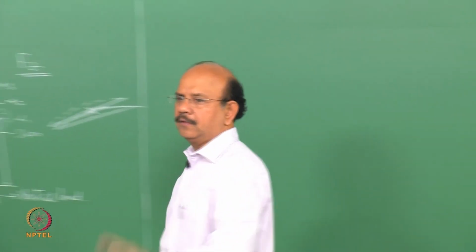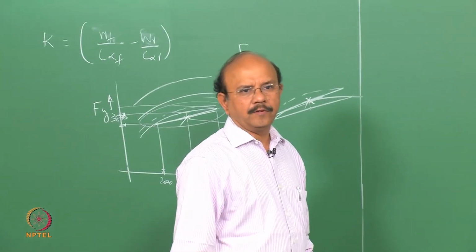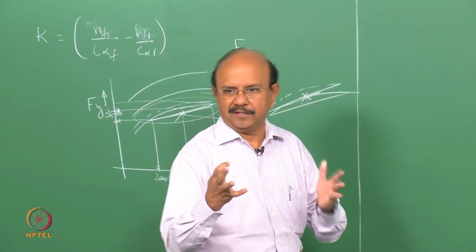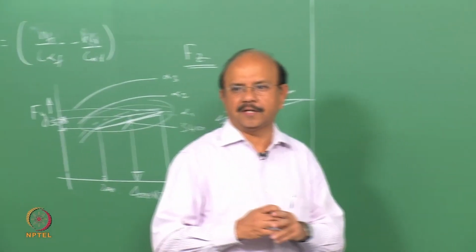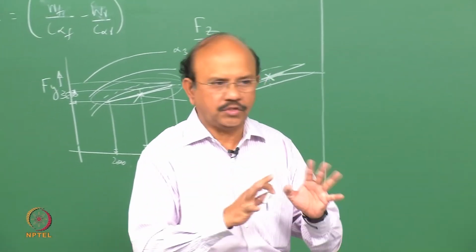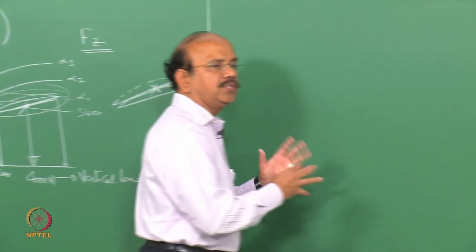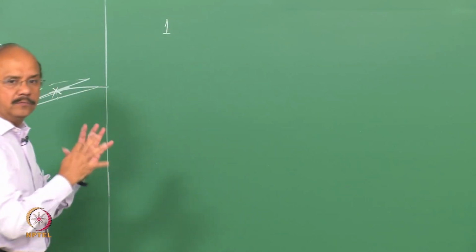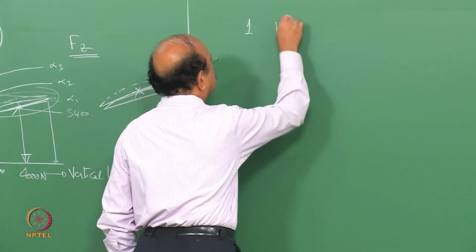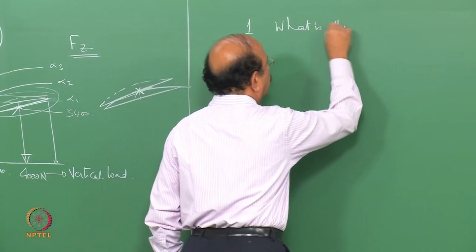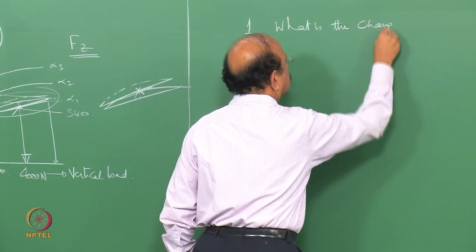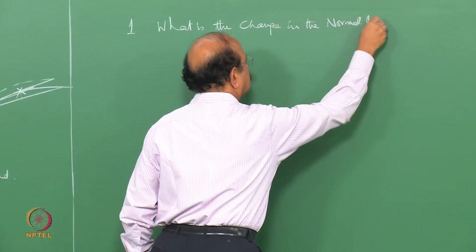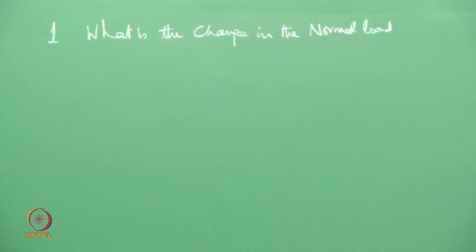So what are the things that I have to do now? First of all, I have to find out what is this change. What is this change between the left and the right, or outer and inner? Let's call it outer and inner. Left and right is not the correct one. What is the change? Once I work out this change, the first thing is, the derivation which I have to put now is what is the change in the normal load. That's the first thing I have to find out.